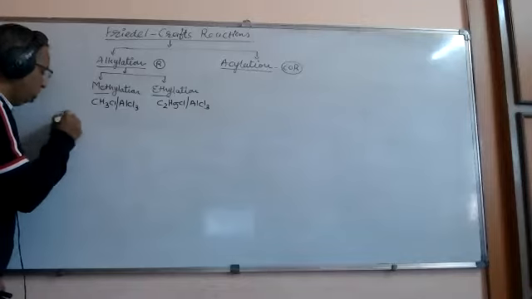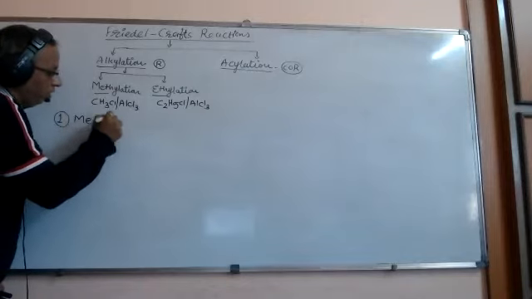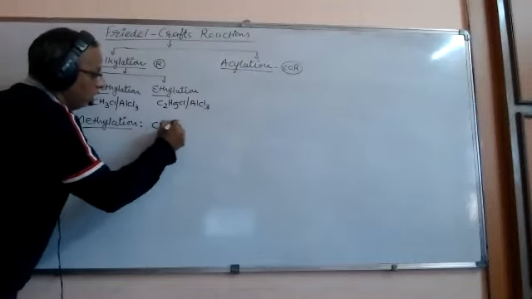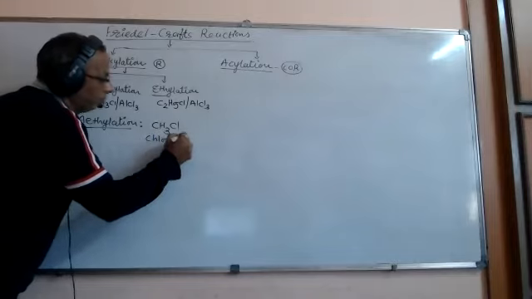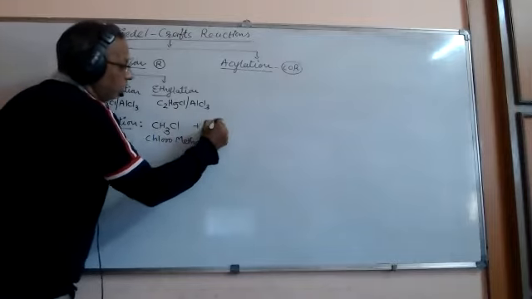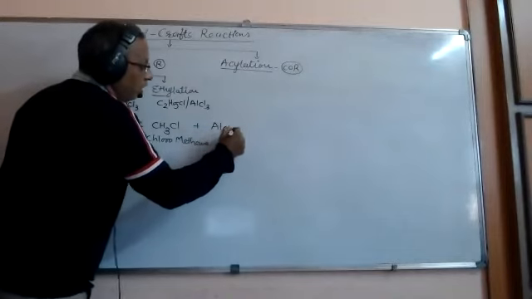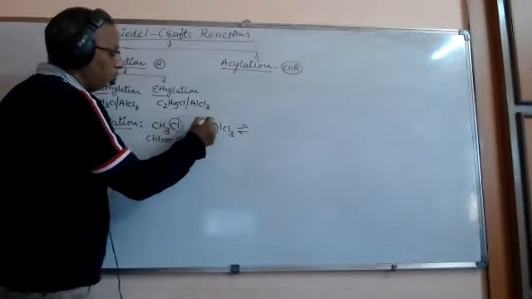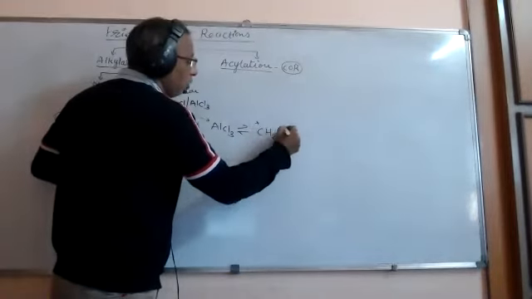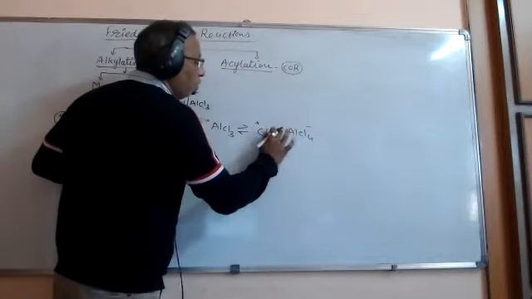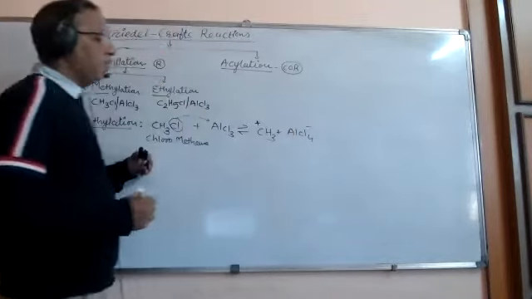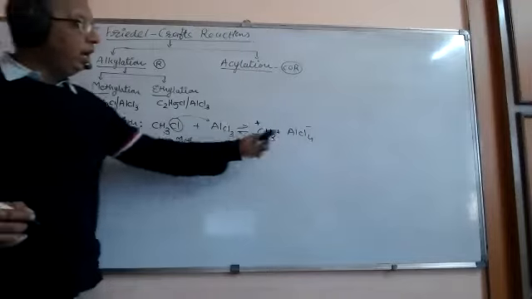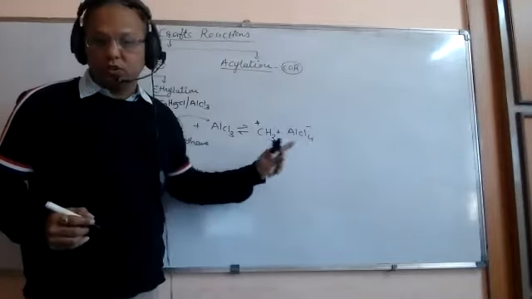So first reaction is methylation here. In this reaction, in the first step, this CH3Cl, that is chloromethane, reacts with AlCl3 to give CH3+ and AlCl4-. So this is the methyl cation produced from chloromethane and AlCl3, unstable for a short time.